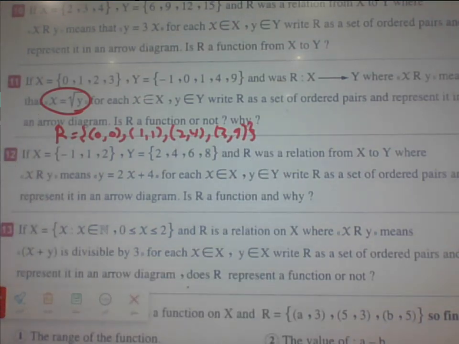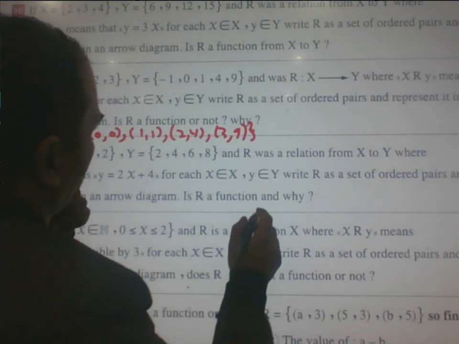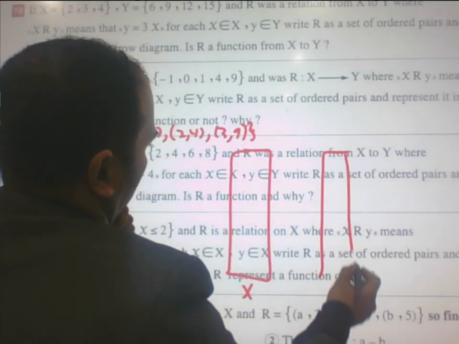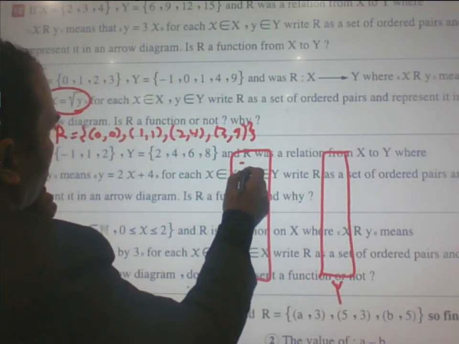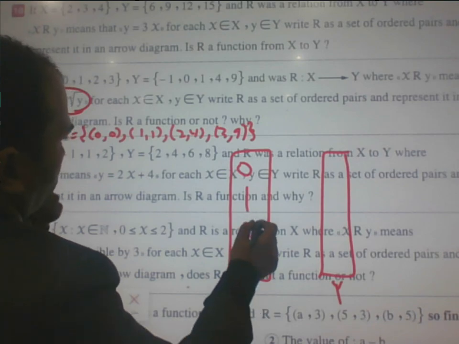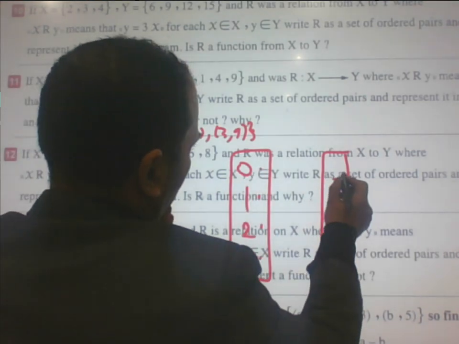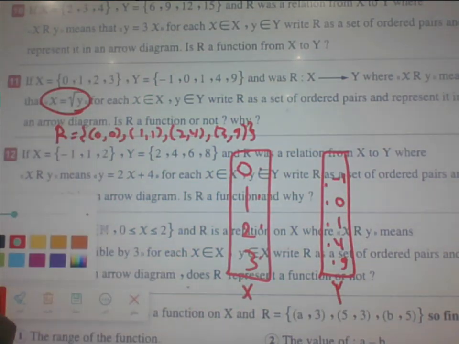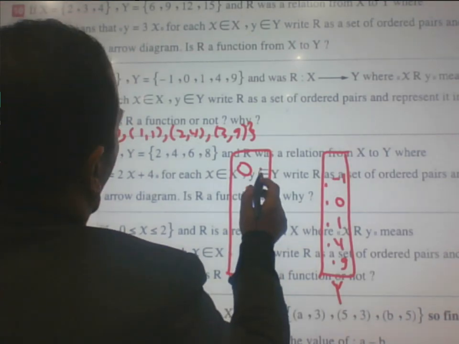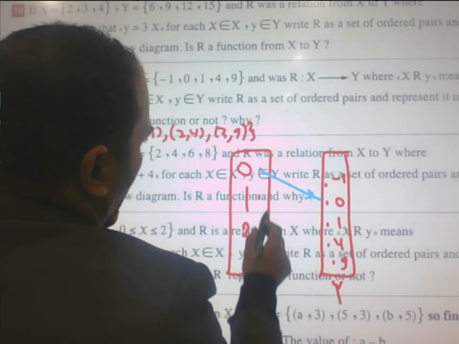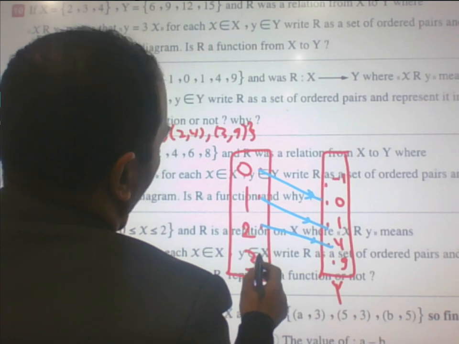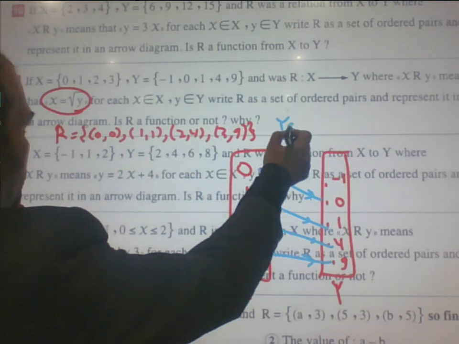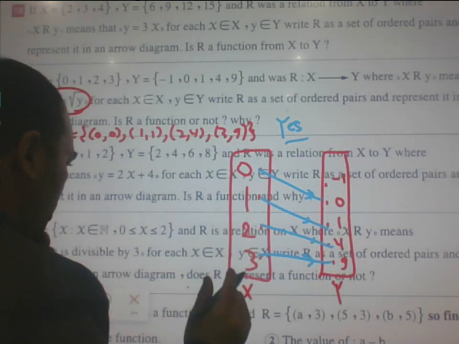Then we have 3 and 9. Then we can also draw an arrow diagram here with two sets, x and y. You can draw a vertical line here for x, and a vertical line for y. The elements of x are 0, 1, 2, 3, and the elements of y are negative 1, 0, 1, 4, and 9. Then draw arrows from x to y: 0 with 0, 1 with 1, 2 with 4, and 3 with 9. The relation here is a function, because each element in x has only one image in y.